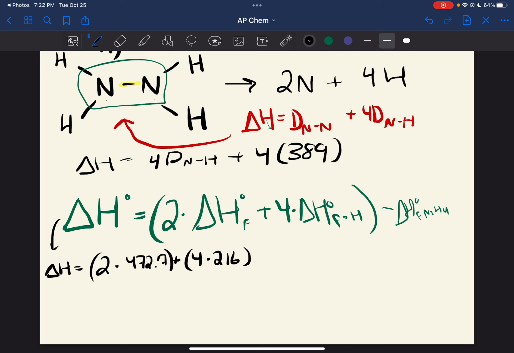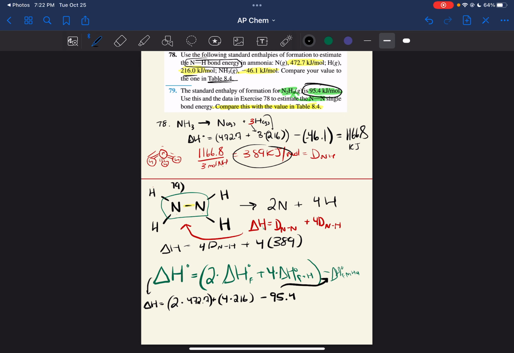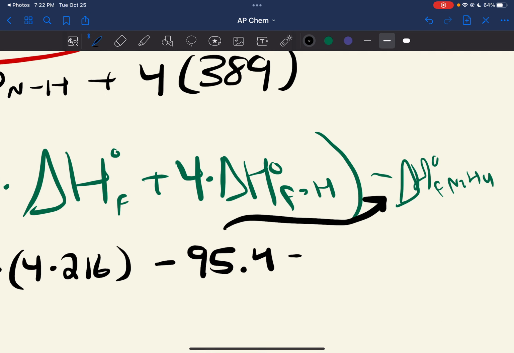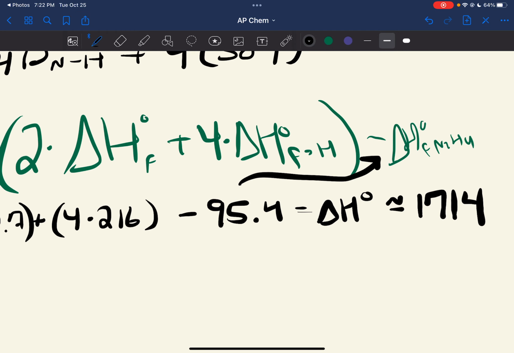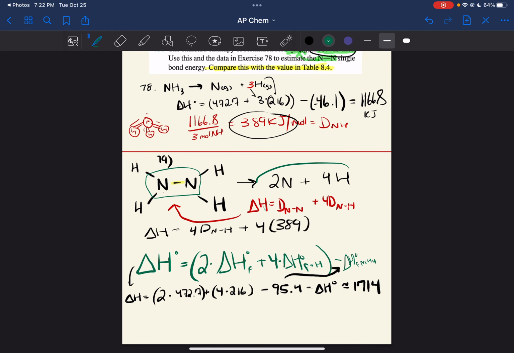This is all in kilojoules, minus 95.4, which is given with this equation, and that gives you a total of 1,714 kilojoules. And remember we found this with this, right? We have this big formula, and it's very important, because you're solving for the N-N bond, but now you have the total formation, so you can use that to solve for your N-N bond.